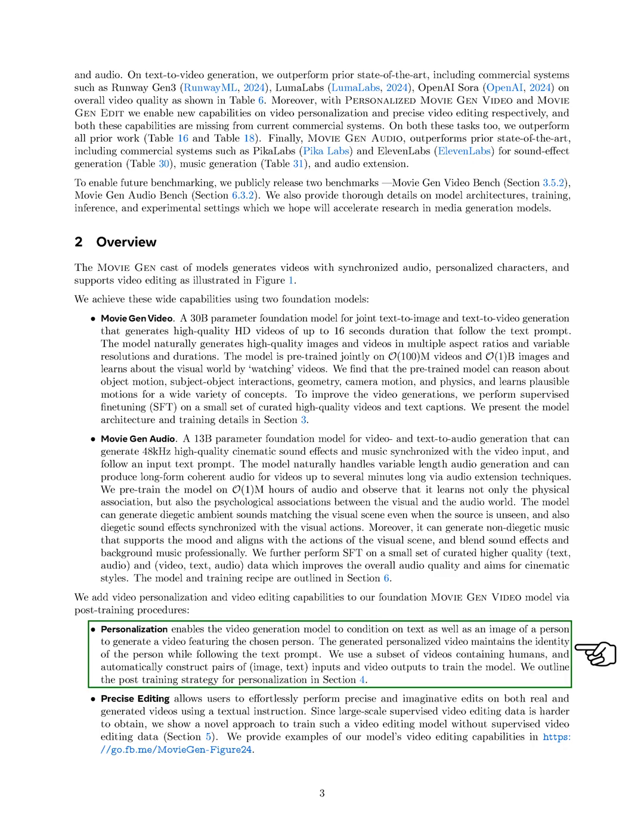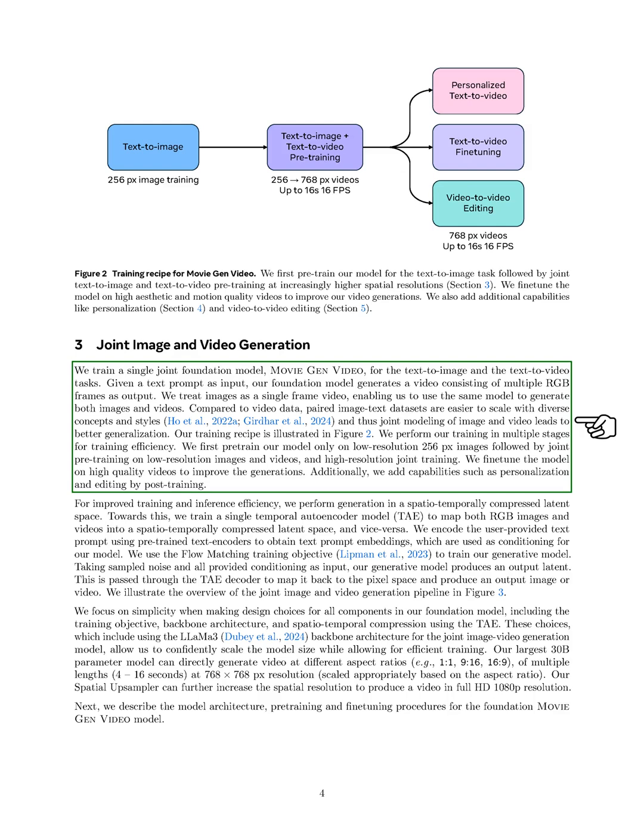Section: Joint Image and Video Generation. In this section, we describe our approach to joint image and video generation using a single foundation model called MovieGen Video. This model takes a text prompt as input and produces a video made up of multiple RGB frames. We consider images as single-frame videos, allowing us to use the same model for both tasks. Since paired image-text datasets are easier to gather and cover a wider range of concepts and styles, this joint modeling enhances our model's generalization capabilities.